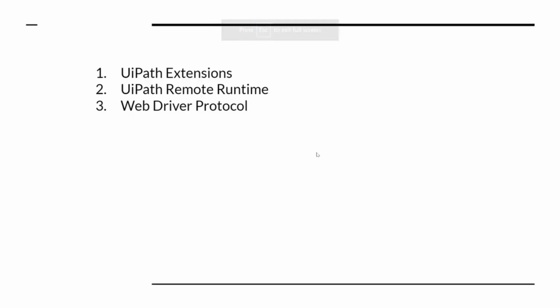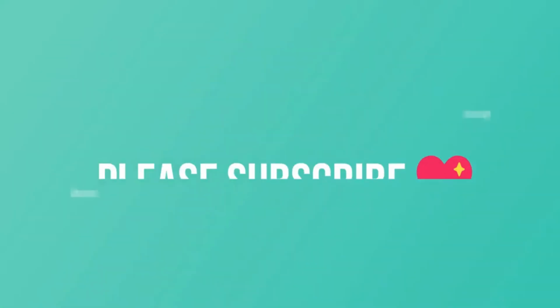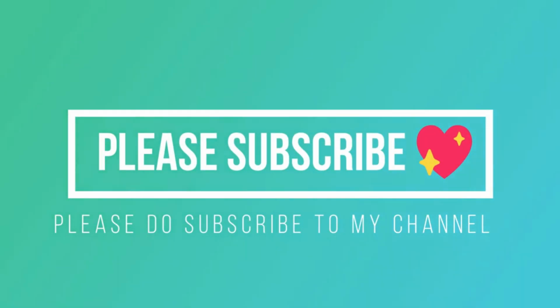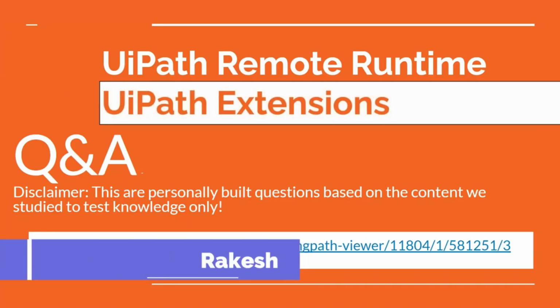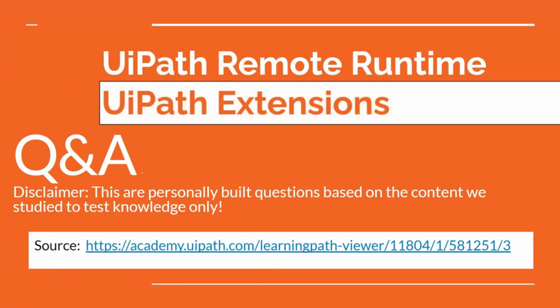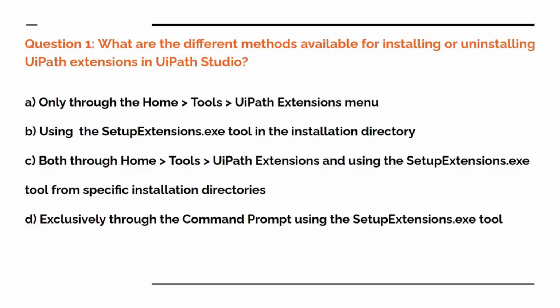Now, as you have understood this, I am going to frame a few questions on the very first topic, UiPath extensions, and let's see how many of you can answer these questions. Let's face some questions around the UiPath extension. Now, the very first question: what are the different methods available for installing or uninstalling the UiPath extension in UiPath Studio? What are the different methods?